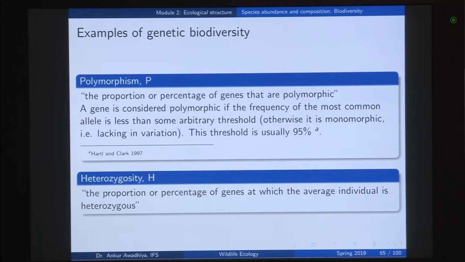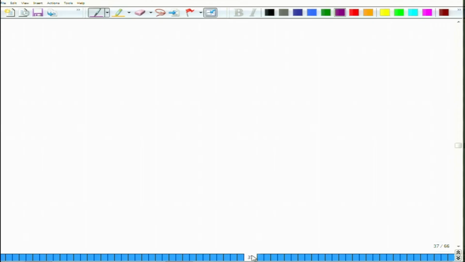Now, polymorphism is the proportion or percentage of genes that are polymorphic. Now, a gene is considered polymorphic if the frequency of the most common allele is less than some arbitrary threshold, and this threshold is generally taken to be 95%. Now, what do we mean by this? Now, let us consider the coat color of cheetal.